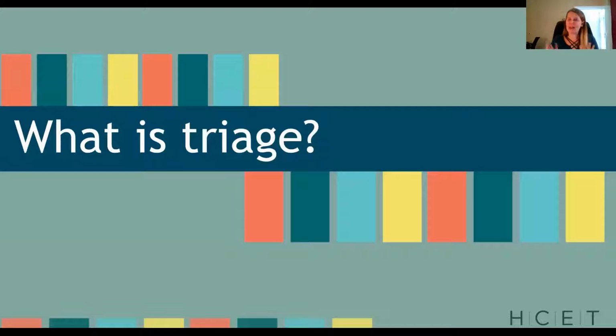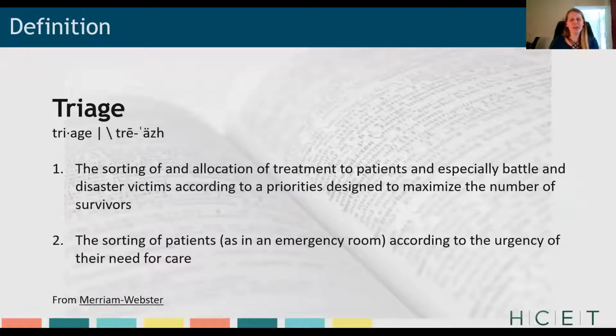I was thinking, where do I begin with this presentation? And of course, I was brought back to starting with the definition, because I think it encompasses this whole triage process. So we're going to start with what exactly is triage. According to the Merriam-Webster dictionary, there are two different definitions of triage. The first is the sorting and allocation of treatment to patients, especially in battle and disaster victims, according to their priorities, designed to maximize the number of survivors.